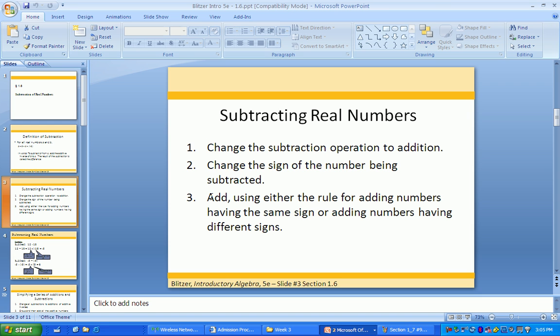And number 3, add using either the rule for adding numbers having the same sign or adding numbers having different signs. So remember that you can use a number line. You have to first find your first point of reference. If your first number is a negative 3, we know that we'll start on the left side of our number line. If it's a positive 3, we have to start on the right side. And if we're adding a negative number, we go to the left. If we're adding a positive number, we go to the right of that number line.